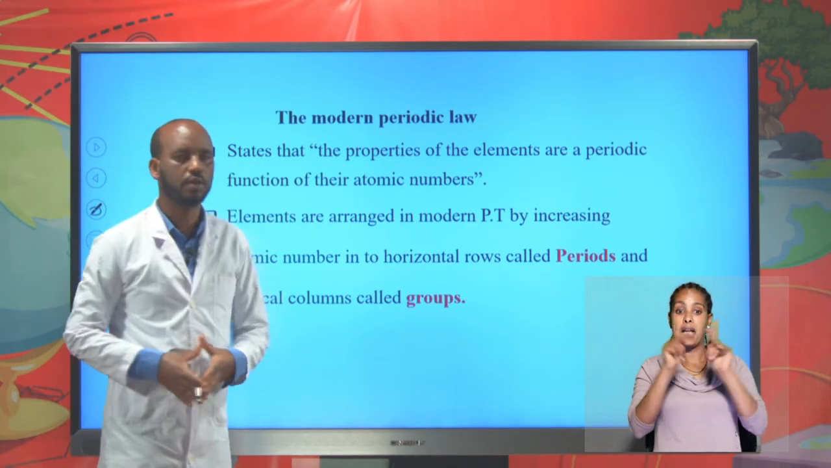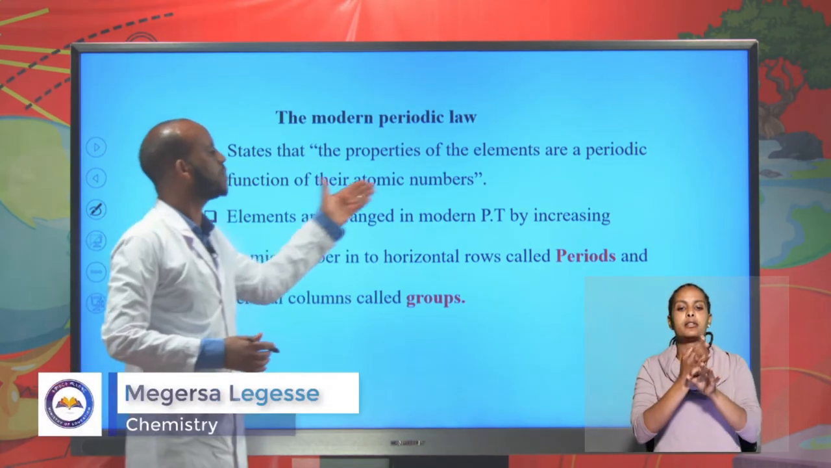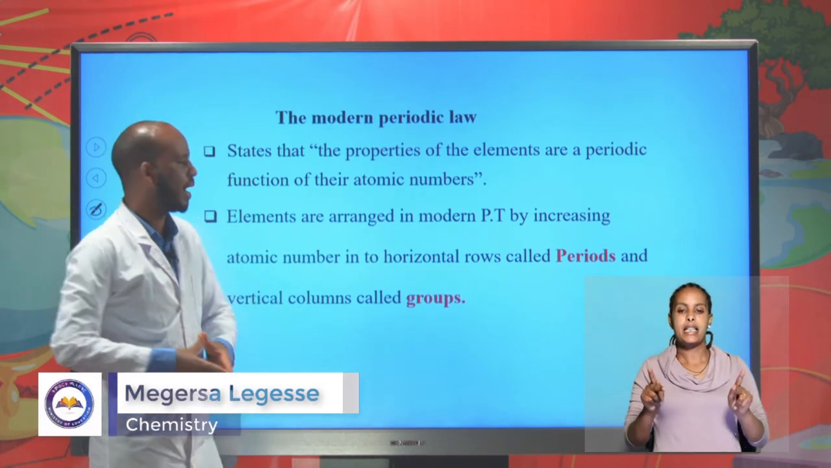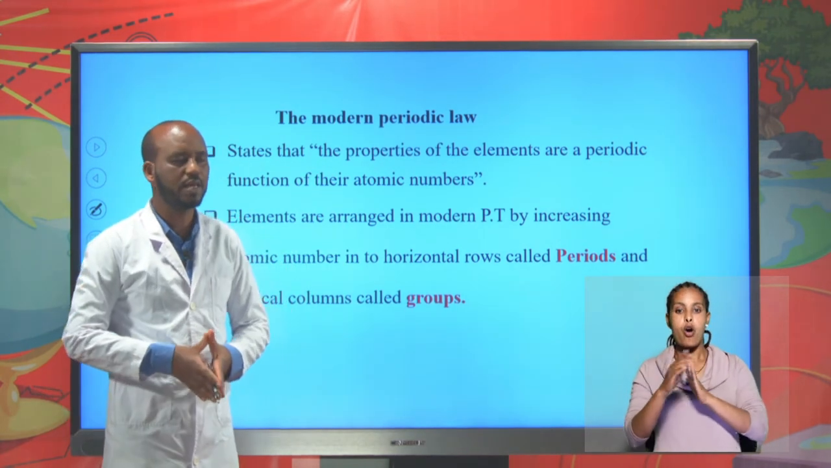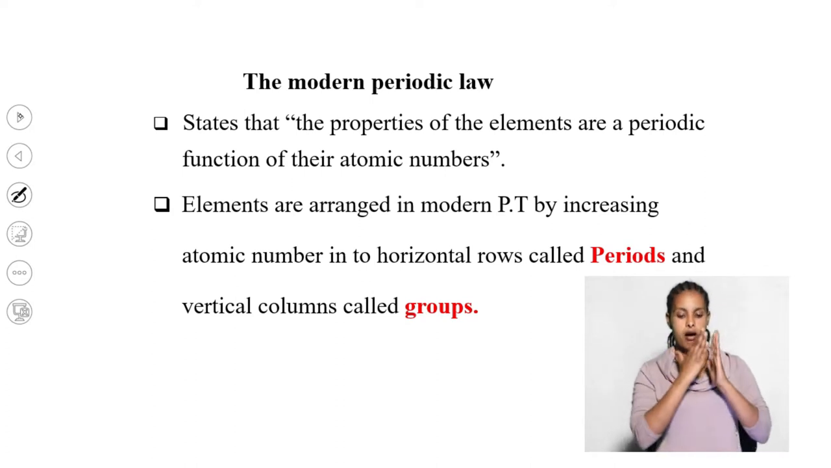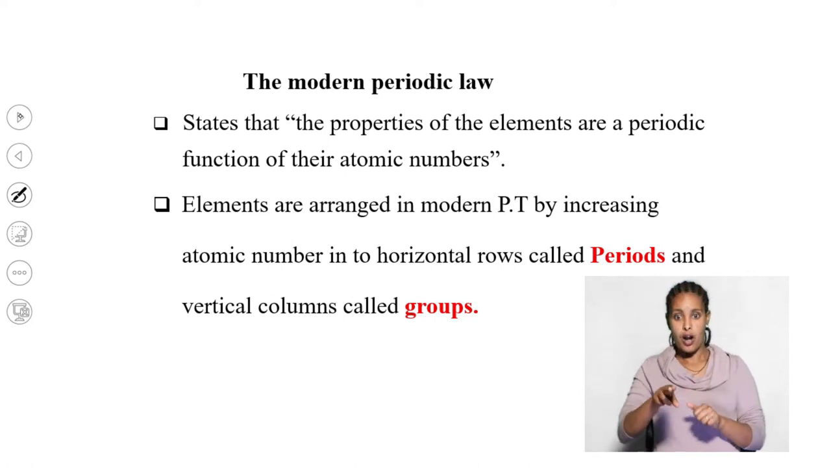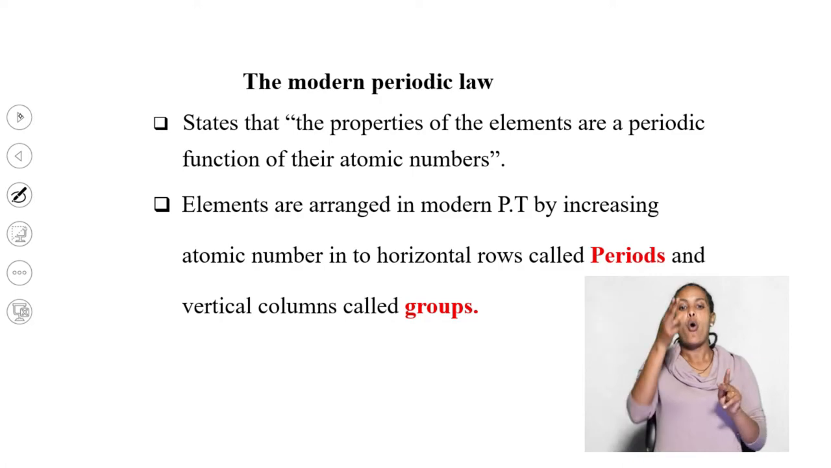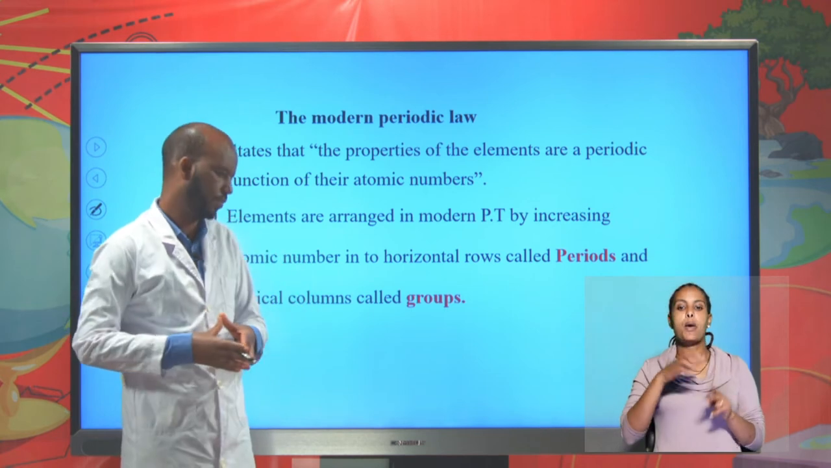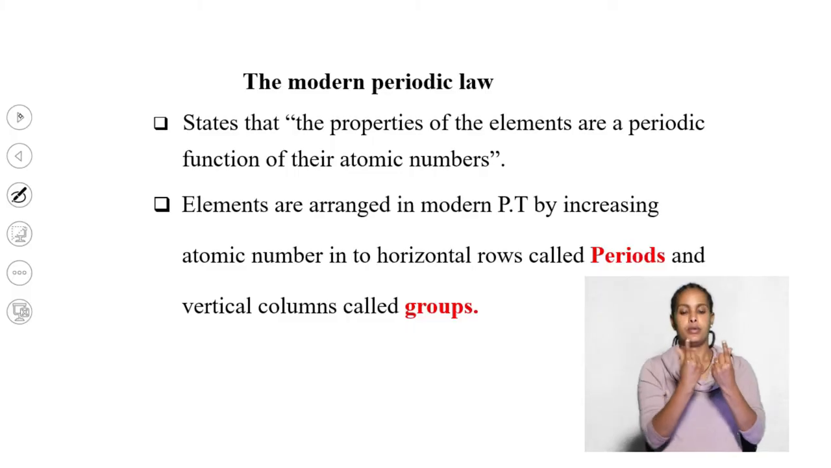The modern periodic law states that the properties of the elements are a periodic function of their atomic numbers. In the modern periodic table, elements are arranged in order of increasing atomic numbers into horizontal rows called periods. A horizontal row of elements is a period. A vertical column of the periodic table is a group.